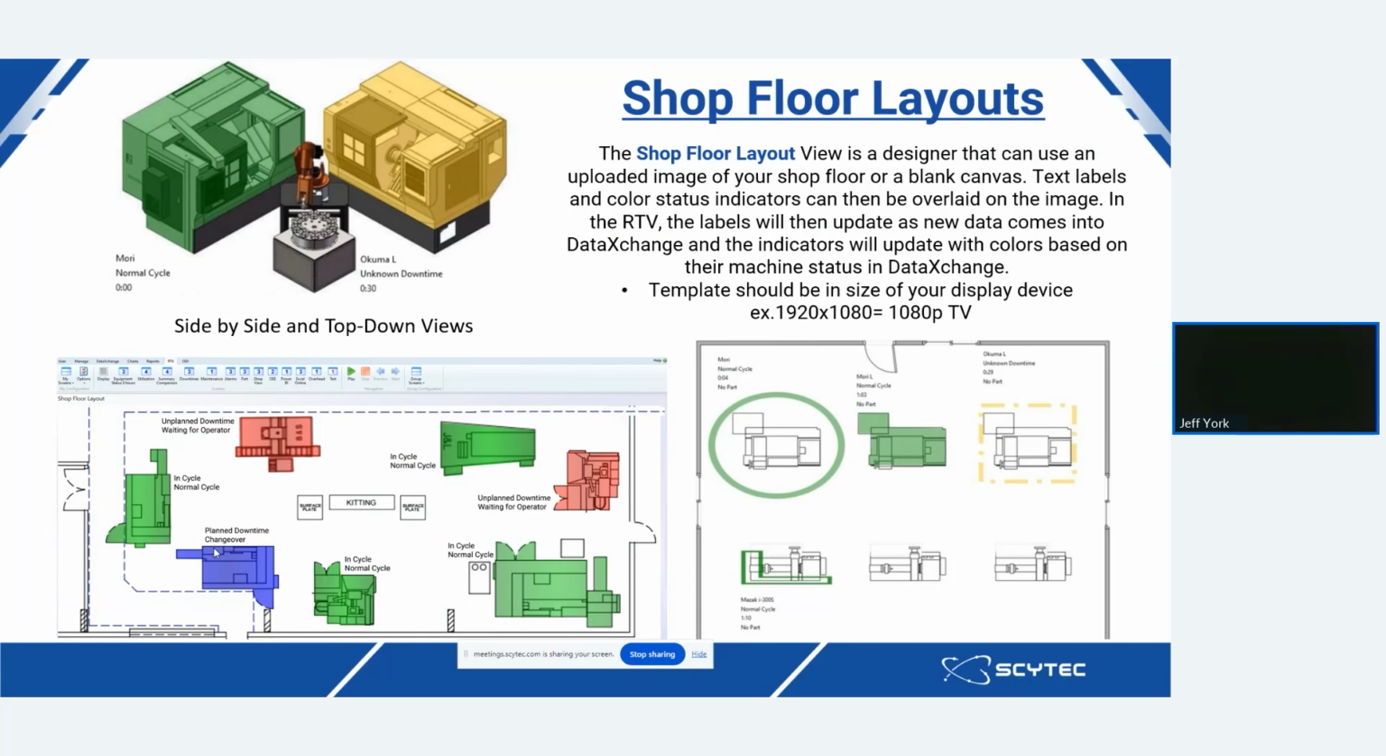And you can see all of the different machine statuses, including unplanned downtimes, planned downtimes, in cycle, etc., for the machines. And the best viewing for this is whatever device is going to be displaying your shop floor layout. You need to have your imported image in that. So if you have a TV that is 1080p, you're going to want your shop floor template to be in 1920 by 1080.